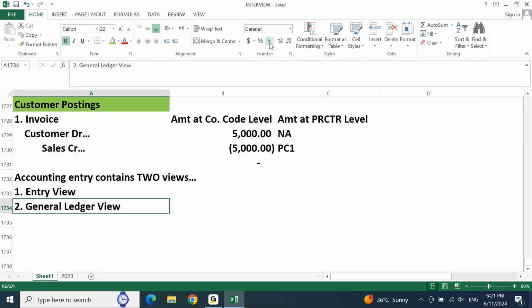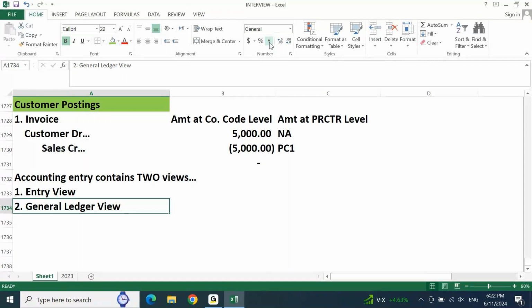First point, you need to talk that this is related to subledger posting especially. Second point, every accounting document contains entry view and general ledger view. Third point, while posting the accounting entry for subledger, the profit center field is not editable. Subledger line items, meaning customer lines, vendor lines, fixed asset related lines, cannot be updated with profit center manually because these are subledger. For subledger, profit center accounting or any additional account assignments are not applicable, not to be updated manually.